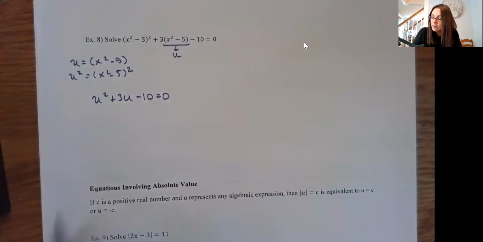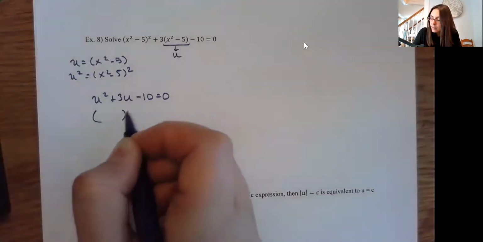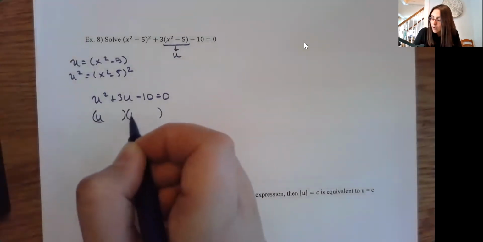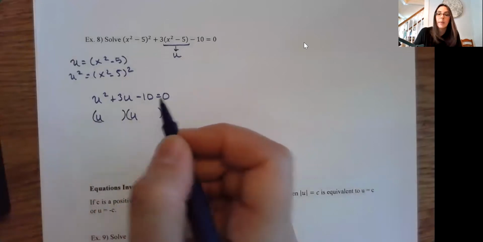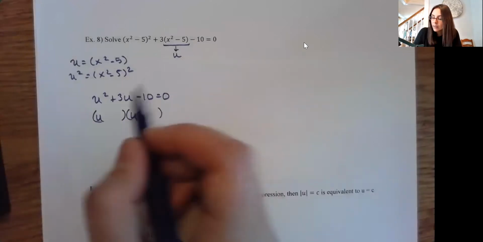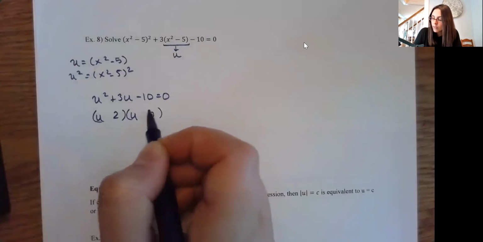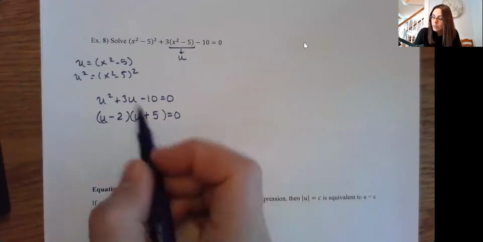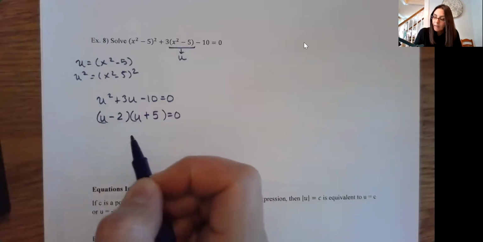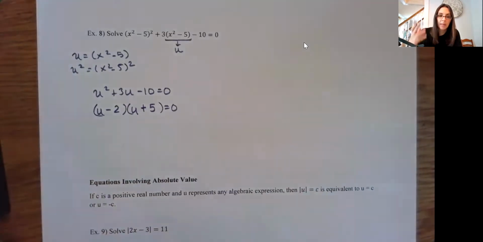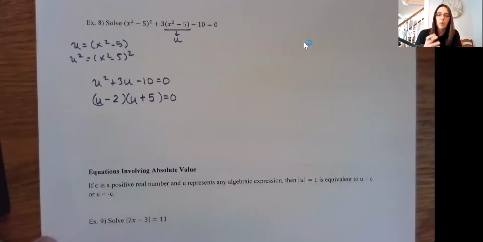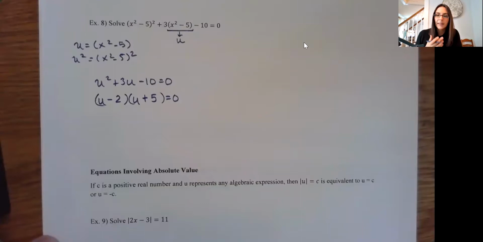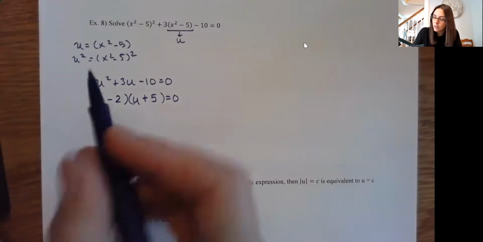This one also happens to be factorable. So if you factor this, let's see, we have u, and then for 10, it's either 1 times 10 or 2 times 5. To get the 3 in the middle, the 2 times 5 is the one that's going to work. And I want a +3, so I will use a +5 and a -2. If I FOIL this out, I'll see that I do get the original equation here. And again, if you need more practice on factoring, you really want to go back and review that. There's a lot that we do with factoring in this course.